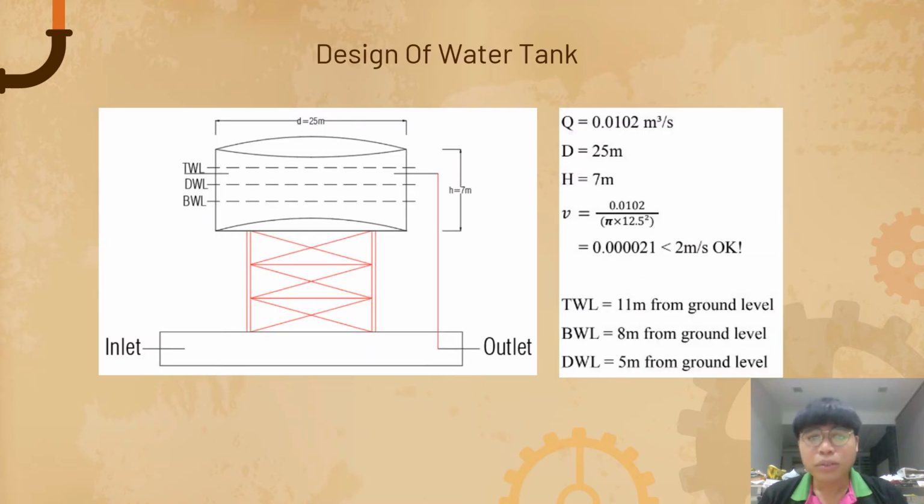Now I will talk about the design of the water tank. In this picture, it shows all the necessary parameters used to design the water tank. And from this design of the water tank, we need to see that the water tank must be located at the highest point on the platform level.